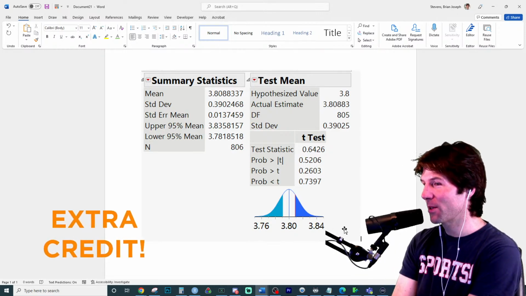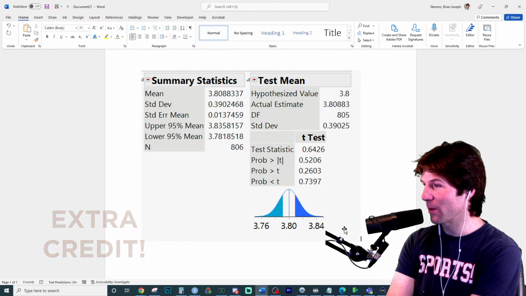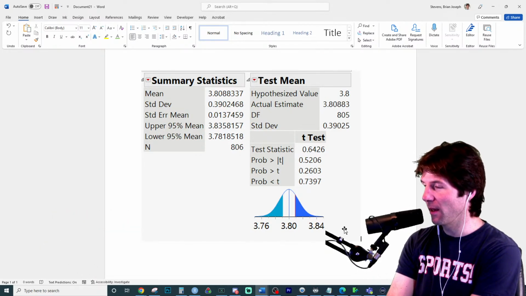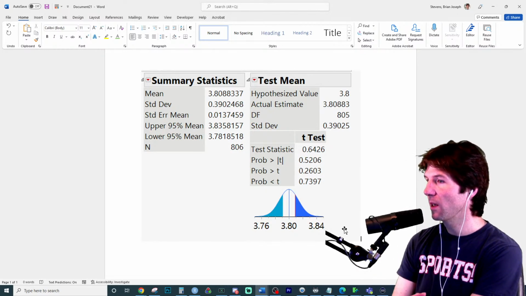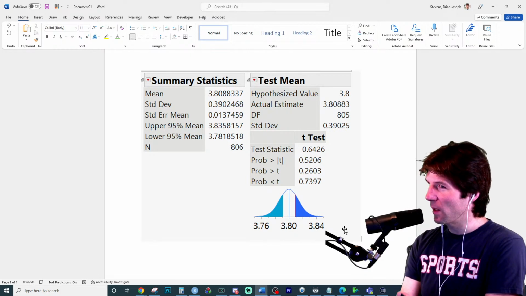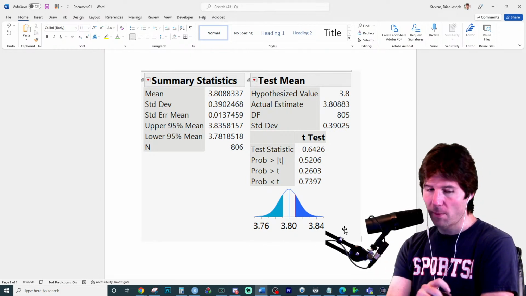So if someone said the true GPA of students was 3.8, what would you say? Would you say, I believe that, or no, that's a complete lie? You can't say you know it's a lie, but would you say, I've got evidence against that, or that's believable? How would you respond to that? Let's go through each thing right here and tell you what each thing means in this output.